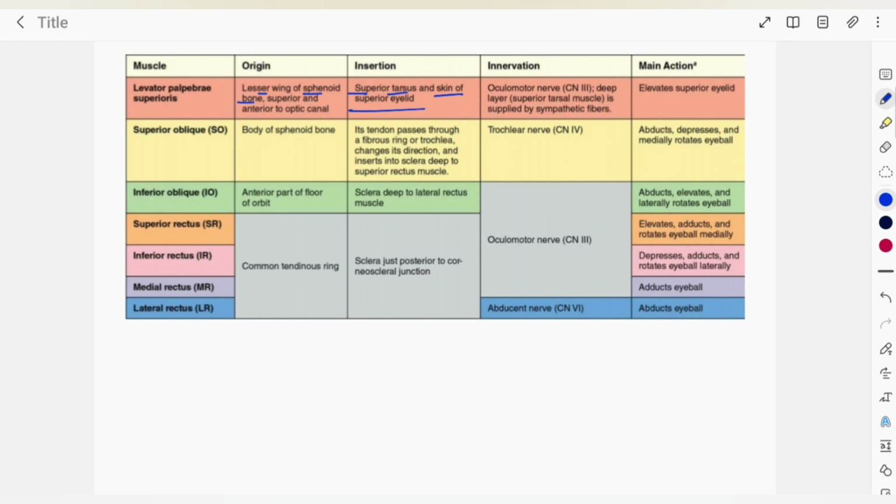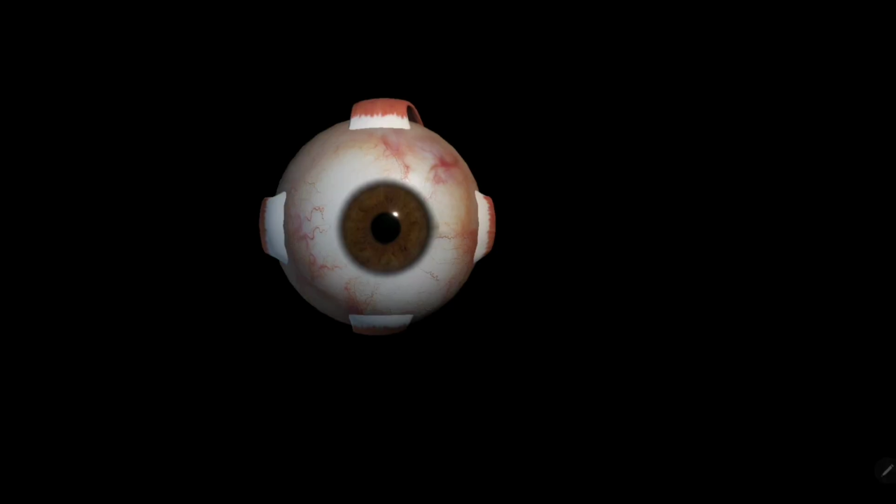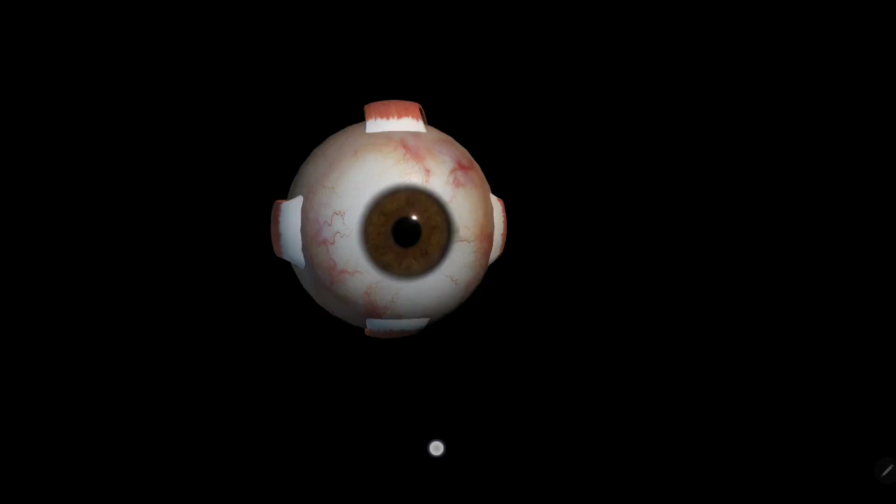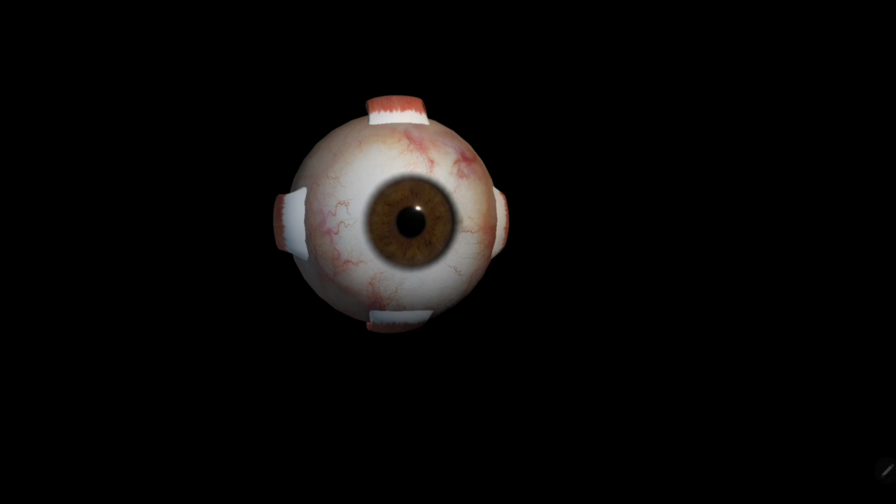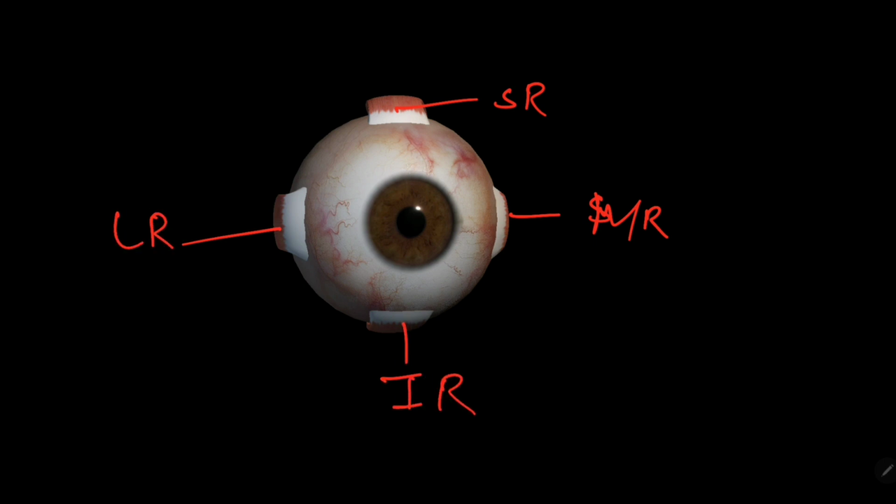Now next in line is the origin of all the recti. We will be studying the recti together. As you can very clearly see, the superior rectus, inferior rectus, medial rectus and lateral rectus are originating from the common tendinous ring. So all the 4 recti are originating from the common tendinous ring. Now you can see these are the 4 recti: this one is superior rectus, the medial rectus, the lateral rectus, and this one is inferior rectus. This is how they are inserted.